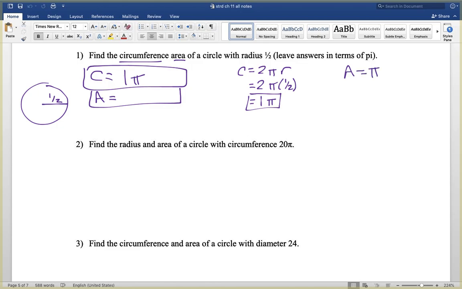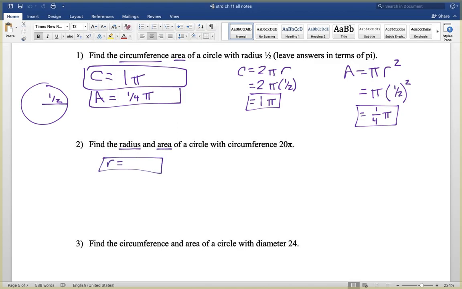Our area is pi radius squared. So I'm going to do pi times 1/2 squared. Squared means times itself. 1/2 times 1/2 is 1/4. And so then I have 1/4 times pi. Now when you actually do your homework on Khan Academy about these problems, you're going to want to pay attention to their directions on whether they want you to use 3.14 or 22/7 or just let the pi stay a pi. So make sure you follow their directions on that.